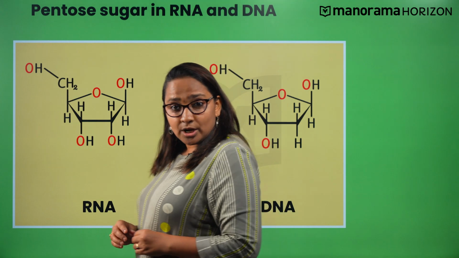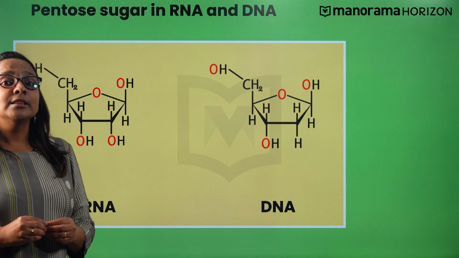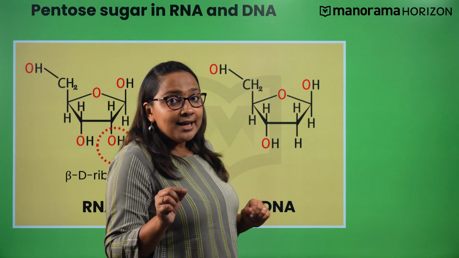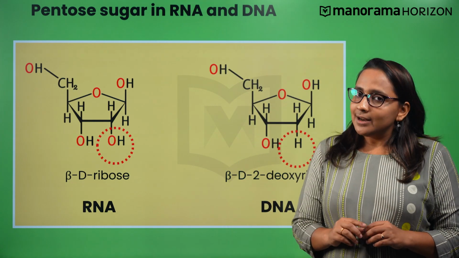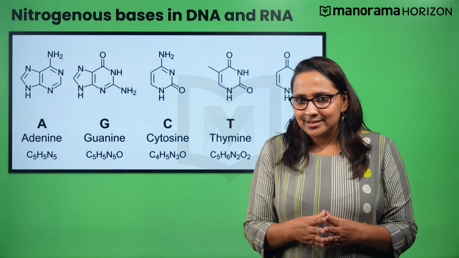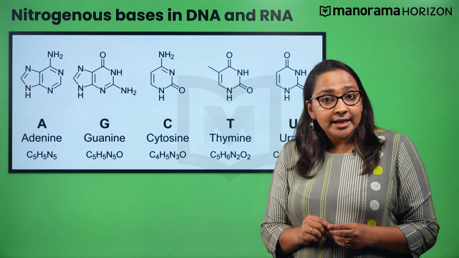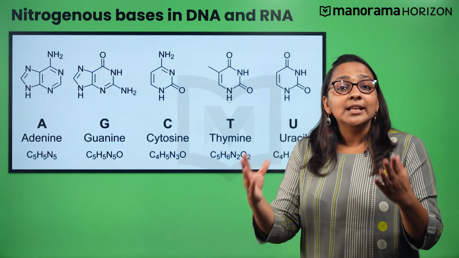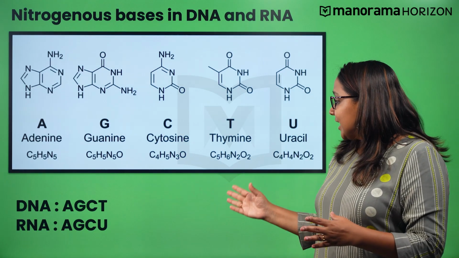If you examine the structures of pentose sugar in RNA and DNA, you may see that the sugar moiety in RNA is beta-D ribose, while it is beta-D 2-deoxyribose in DNA. Next, we will see how these nucleic acids differ with respect to nitrogen bases. There are 4 nitrogenous bases present in DNA. They are adenine, guanine, thymine, and cytosine. On the other hand, in RNA, the base uracil is substituted for thymine.